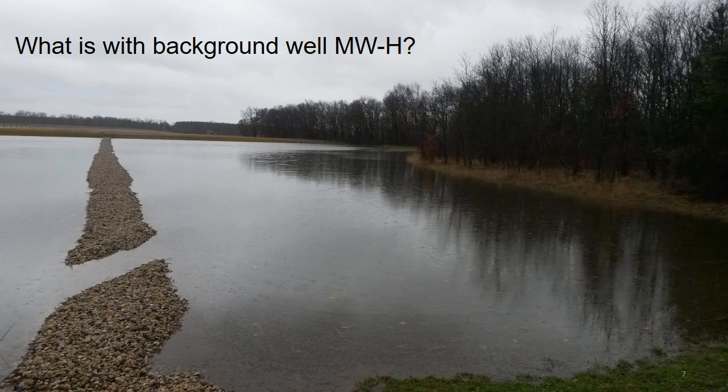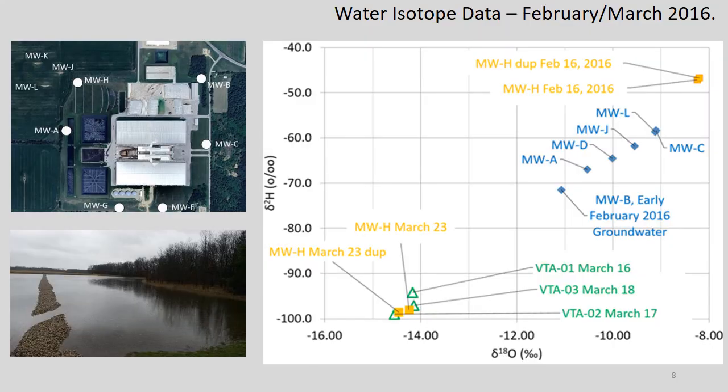So what's with the background well, MWH? This is a photo that we took during a large storm in the spring, and this is the VTA, the vegetative treatment area, and you can see it's flooded. It happens to be the lowest area on the dairy, and the background monitoring well, MWH, is right in the lower left-hand corner, just off the screen.